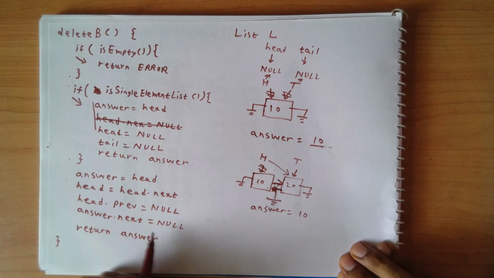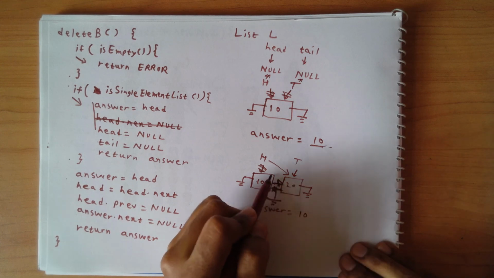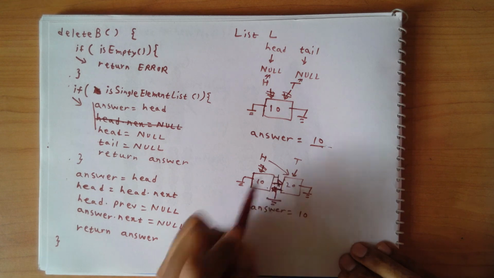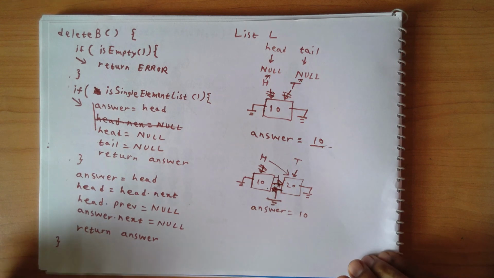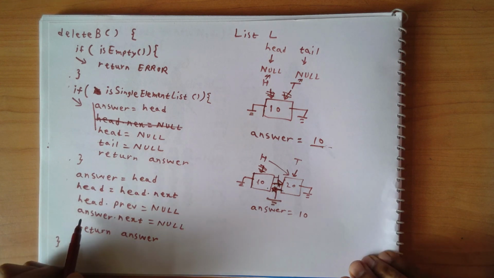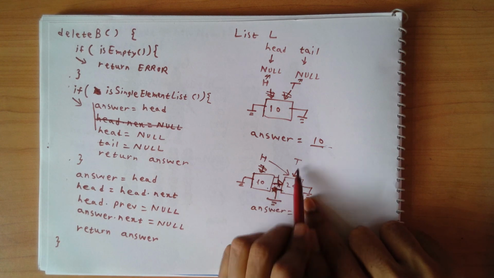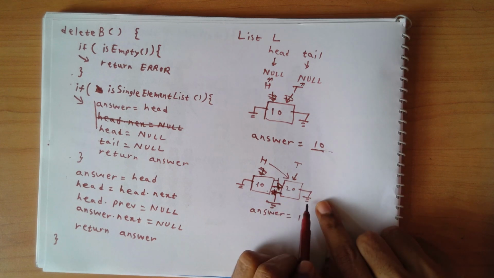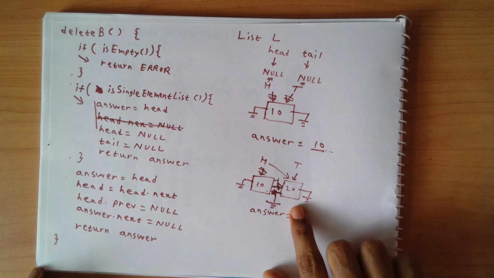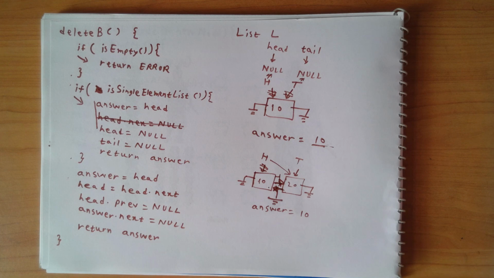And answer.next, again node 10, it has this next pointer to 20. I will remove it and I will make it null. Okay, so that when I take this node 10 out, it should be on its own. So answer.next is set to null, and now I'm left with a list that has a single node, head and tail pointing to the same node. The previous of head is null, the next of head is null. So we have maintained the list in proper order, and then we are returning the answer. So that's how delete from the beginning of the list will work.